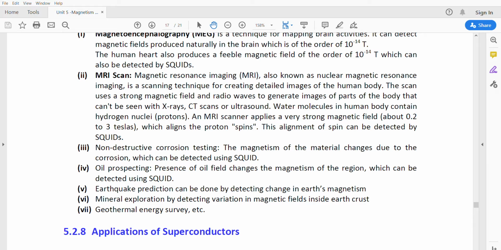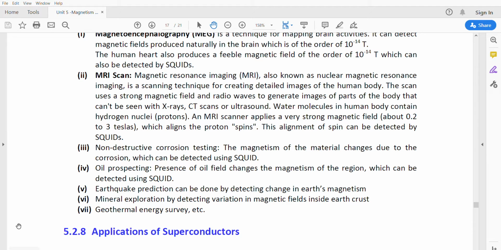And in non-destructive testing, without destroying the material, we can easily identify the defects and corrosion produced in that device using these SQUID type of devices. And in oil prospecting, the presence of oil fields in a particular area of the earth's core can also be easily determined by understanding the magnetic field produced from that area.